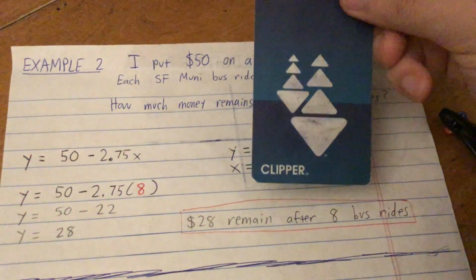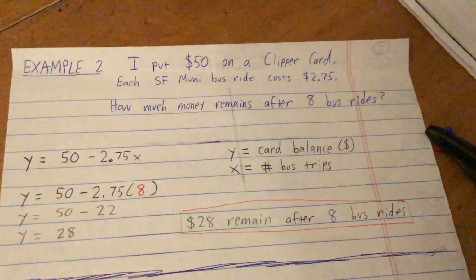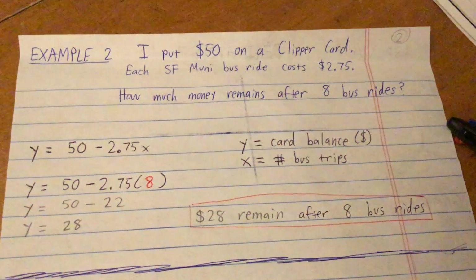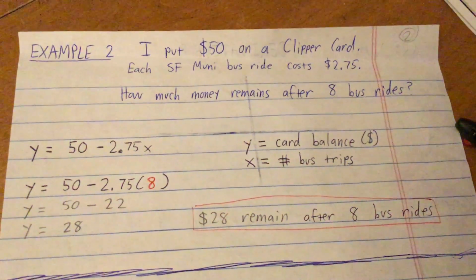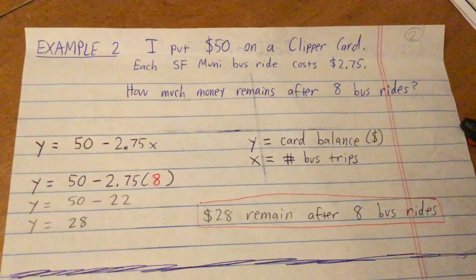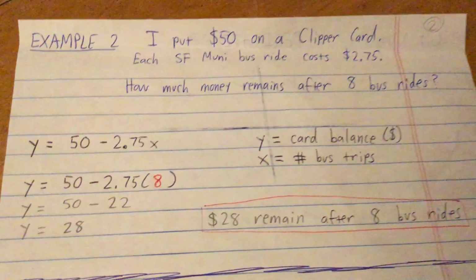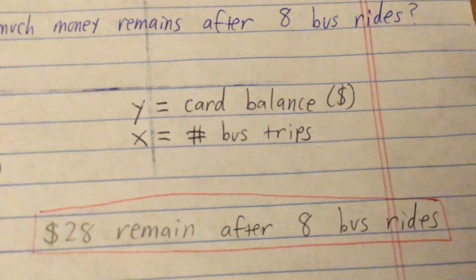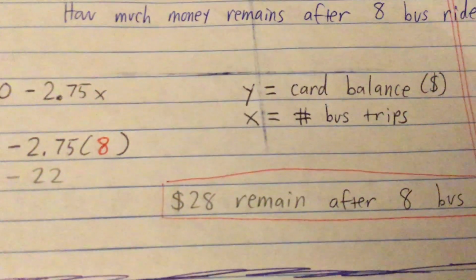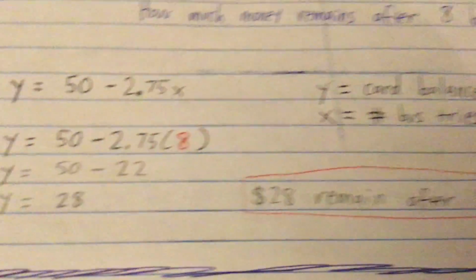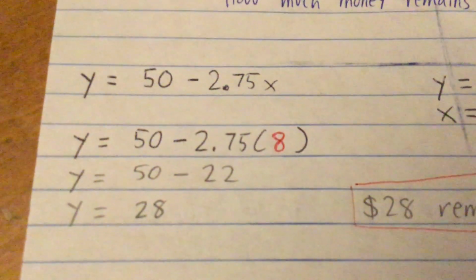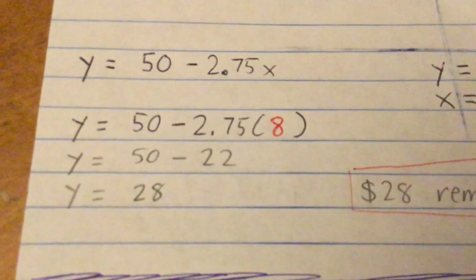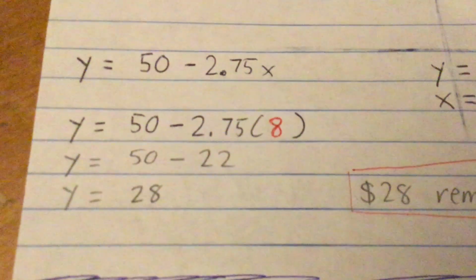So if I load $50 on here and if I beep on the bus and it takes away $2.75 every single time I ride the bus, how much money remains after I take 8 bus rides? So if I model the equation, originally I start with a balance of $50, and as I increase the number of x bus trips, I have $50 and I subtract $2.75 per bus trip. And let's just say I use 8 bus trips in a week.